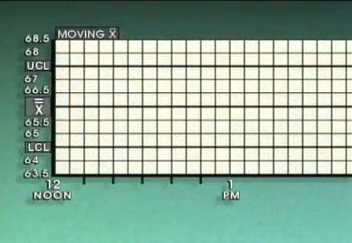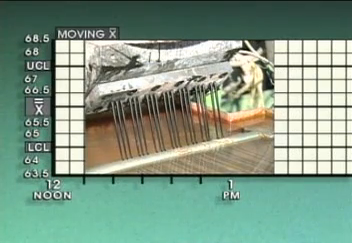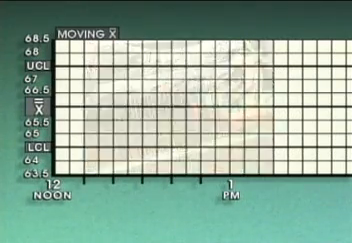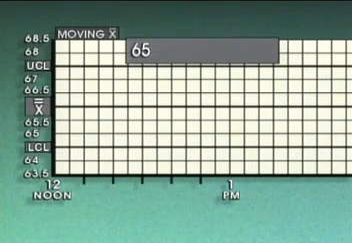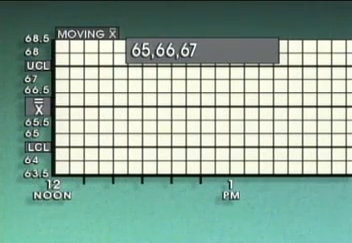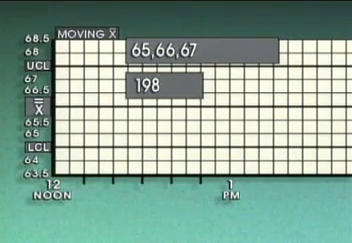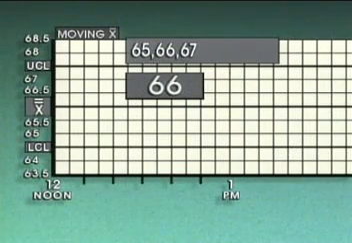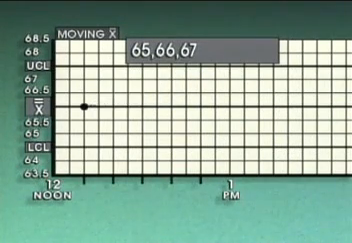To see how this works, let's look at an example in which a temperature reading is taken from a process every 10 minutes. The first three readings are 65, 66, and 67 degrees. In this example, the sample group size, which is the number of recorded values used to calculate each average, is 3. When the three temperatures are added together and divided by 3, we find that the average value is 66 degrees. That value is then plotted on the moving X-bar chart.